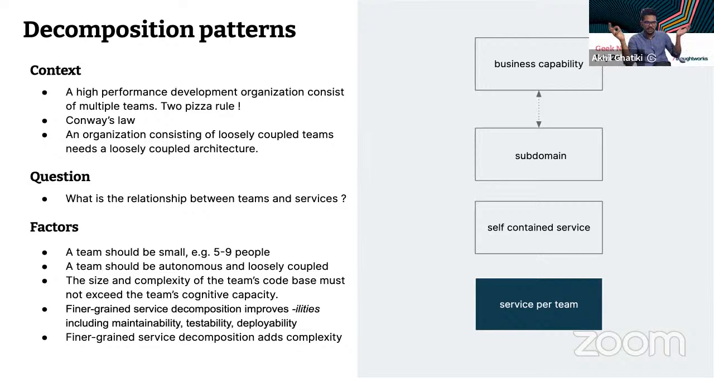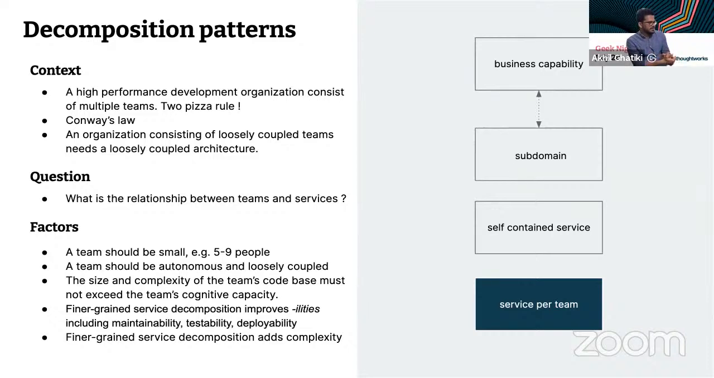So the more hierarchy you have in your organization, the more you will tend to have that kind of design in your architecture, because you are consciously or subconsciously biased towards the communication hierarchy that you have, and you try to replicate that kind of dependency between teams when you're designing. That's the summary of Conway's law. And an organization consisting of loosely coupled teams needs a loosely coupled architecture. As I said, this overlaps a lot with Conway's law.